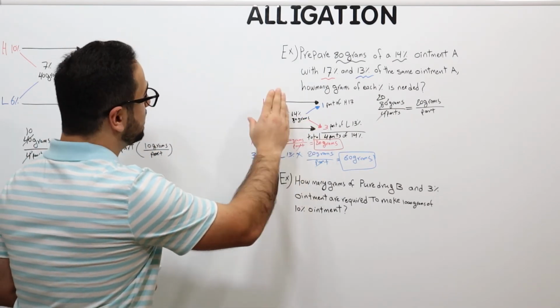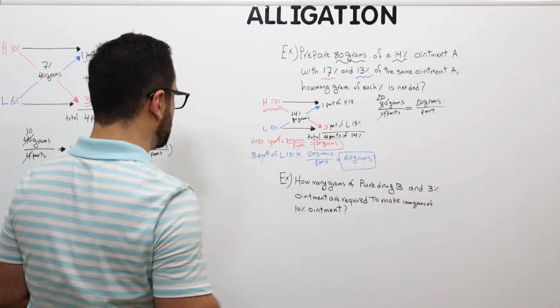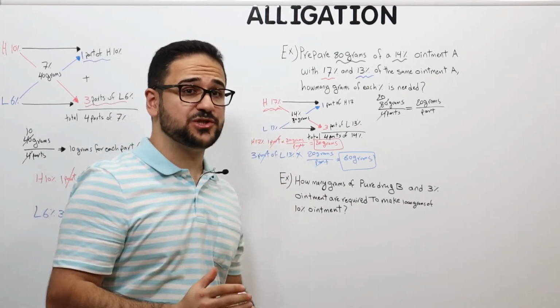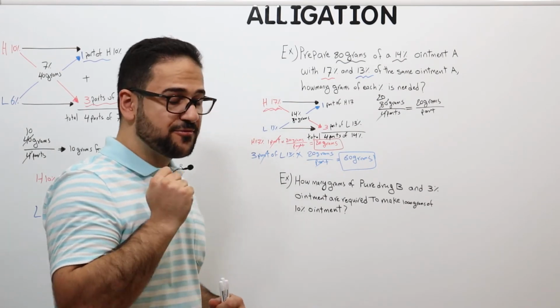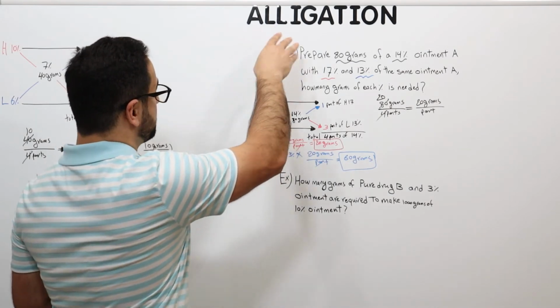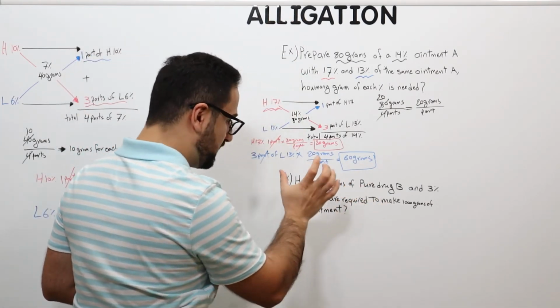So this is regarding example number 1. Let's move into example number 2. Keep in mind, for alligation problems, you always need 3 concentrations for this equation to work out. And for this question, let's look up this question.